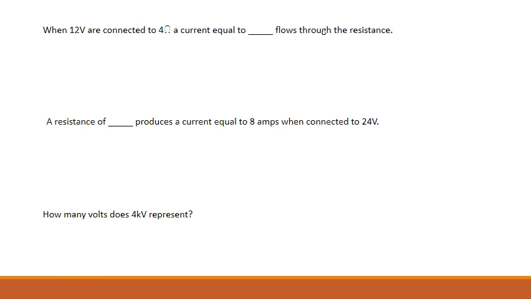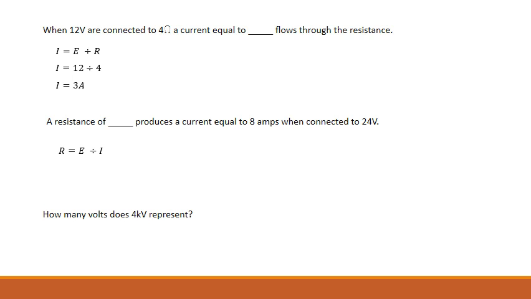When 12 volts are connected to 4 ohms, the current equal to blank flows through the resistance. What is the answer? Take a minute to work that out. Remember Ohm's law. Ohm's law has a few ways to write it. One of them is I equals E divided by R, or current equals voltage divided by resistance. So current equals 12 volts divided by 4 ohms, which equals 3 amps.